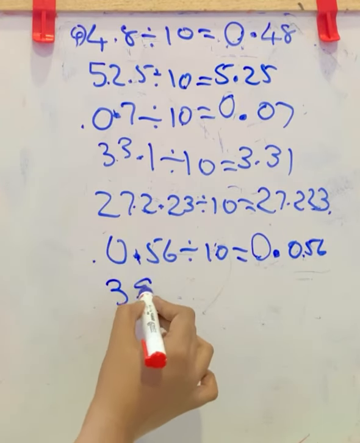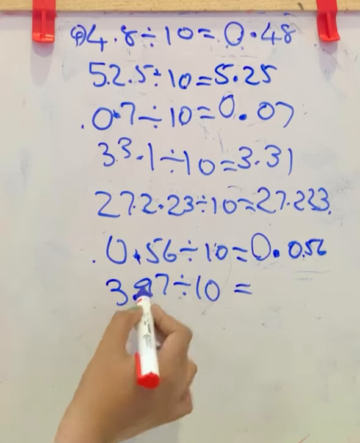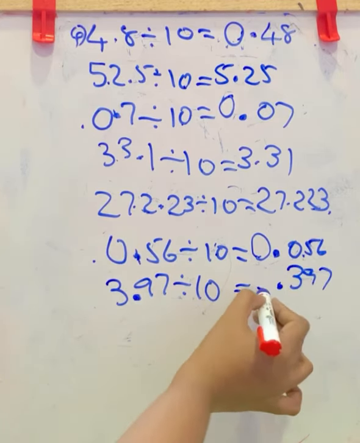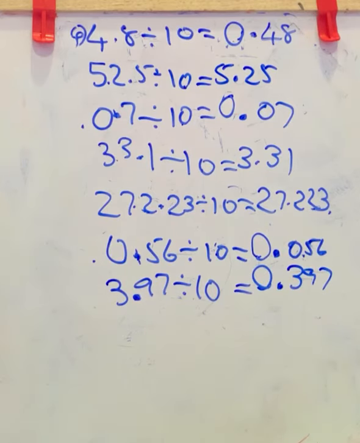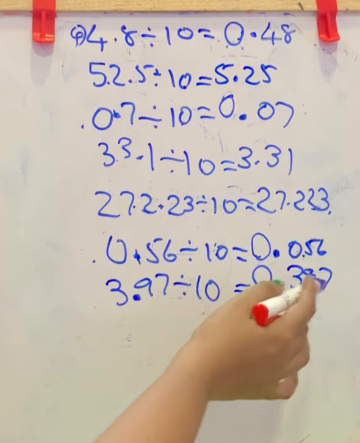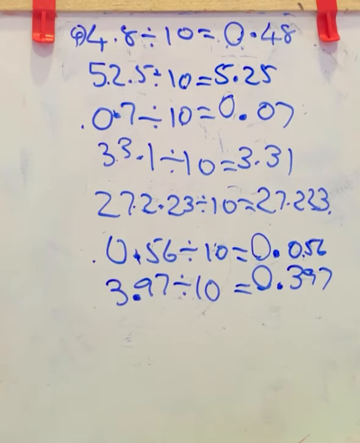Next is 3.97 division 10. Moving 1 place to left side, it reaches 0.397. You can add a 0 here. So 0.397. Adding the 0 in whole number part will not make any change for this value. So you can add a 0 in the whole number part. Next is division by 100.